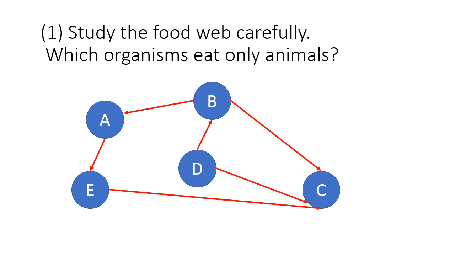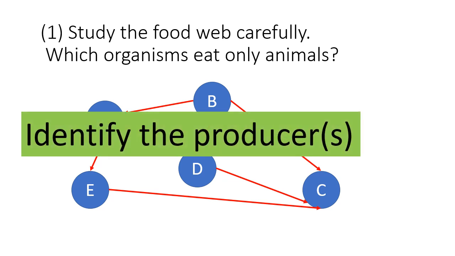For this type of question, the very first thing that you must do is to identify the producer. I repeat this again as this is a very important point. Identify the producer. But how do we identify the producer in the food web?